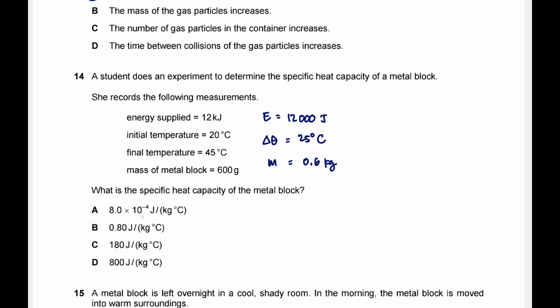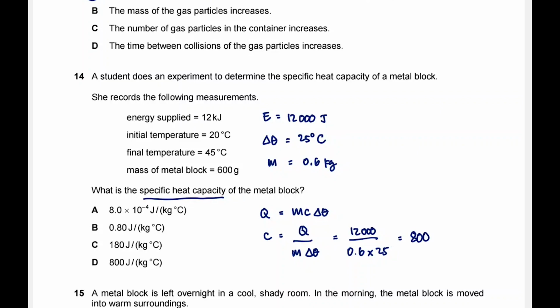Now the question, what is the specific heat capacity of the metal block? So energy, E, or in this case the heat energy, Q equals mc delta theta. So c equals the energy divided by mass times delta theta. So 12,000 divided by 0.6 times 25 equals 800 joules per kilogram degree Celsius, so D.